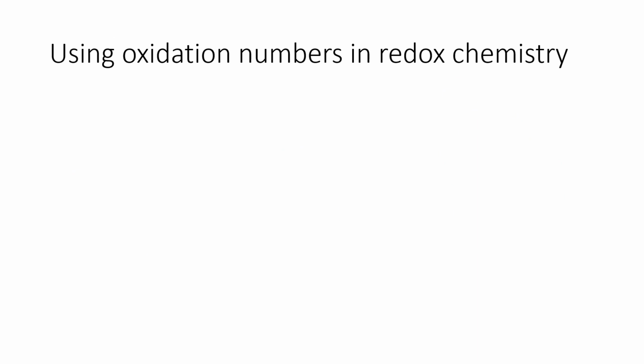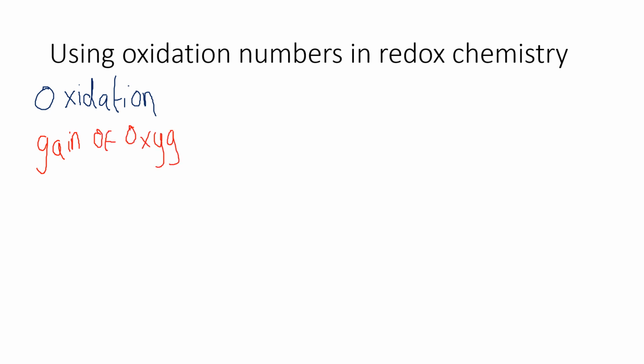Okay, so we're going to look at how we can use oxidation numbers to solve problems in redox chemistry. We need to know some definitions. Firstly, oxidation. We need to be able to define oxidation. Now, you could say gain of oxygen. Perfectly correct. Doesn't always apply though. There are sometimes oxidation processes that don't involve the gain of oxygen.